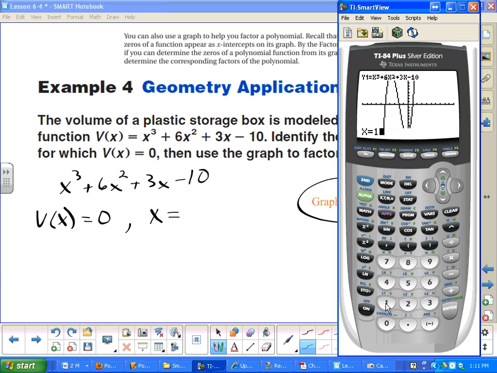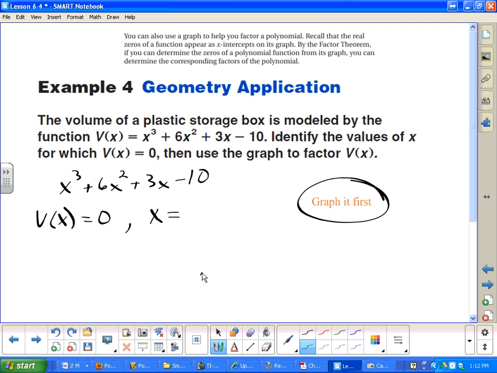So if I hit trace and then put 1 and enter, okay, it shows me, okay, I'm correct, there is a 0 at 1. Okay? I can type in -2. All right, I have a 0 at -2. -5. Okay, I have a 0 at -5. Okay? You can do it that way, or you could just go to the table to check and see. Okay? So we have zeros at 1, -2, -5.